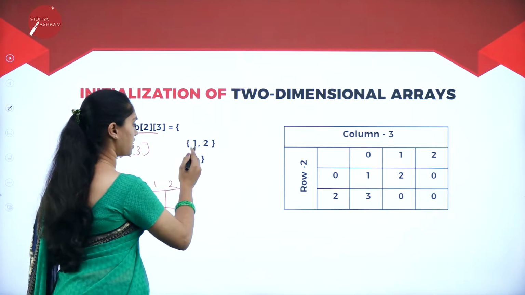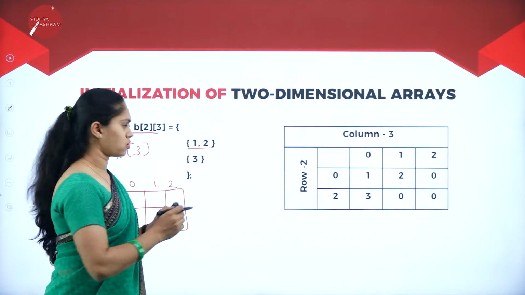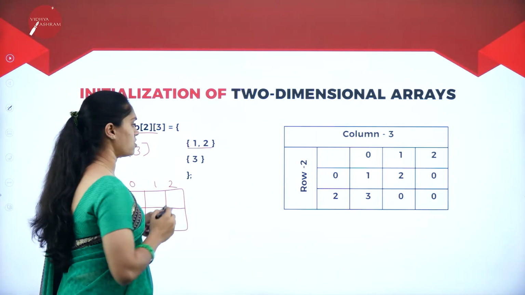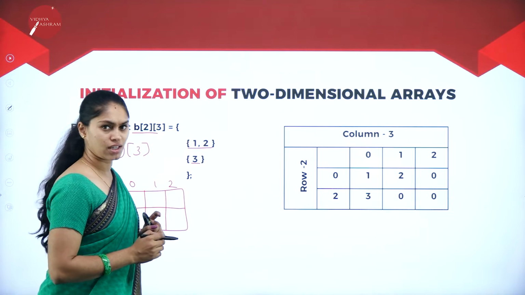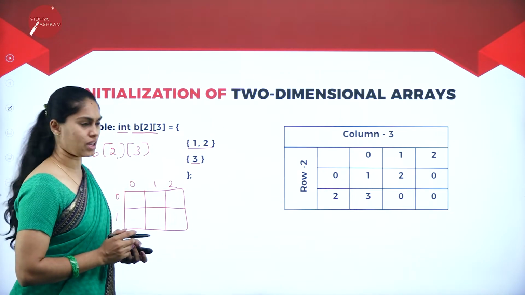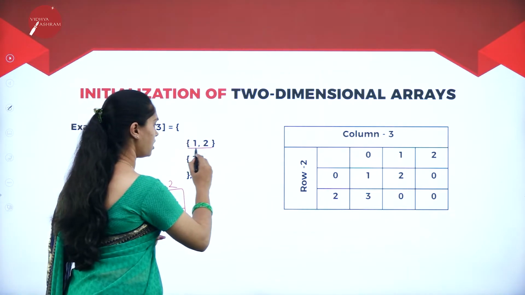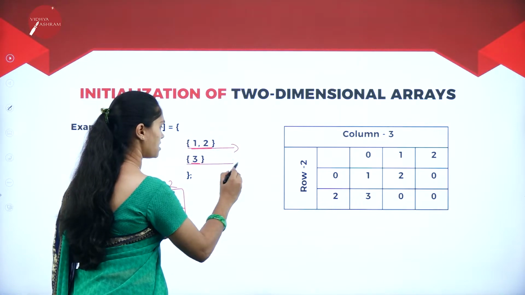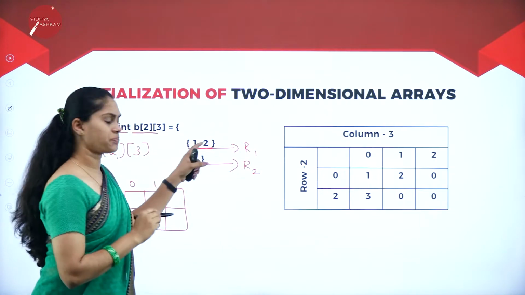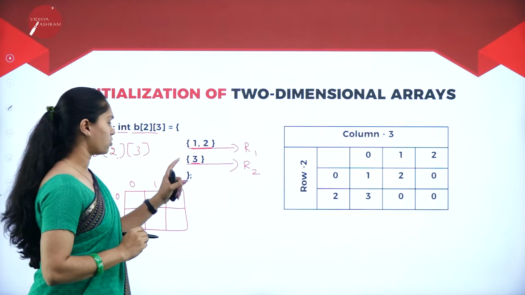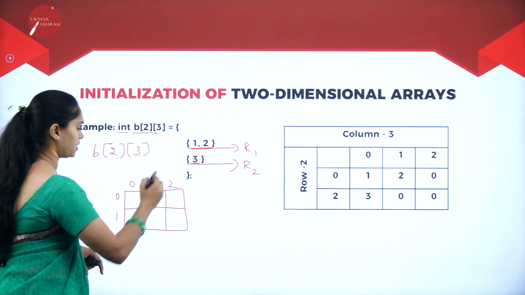We are going to consider this as a 1 value. So it is going to hold 0. It is going to hold 1 and 2 and we have a 3. How am I supposed to fill that one? Consider this as the first row. Consider this as the second row, R1 and R2. Okay, row 1 and row 2. So let me complete this value.